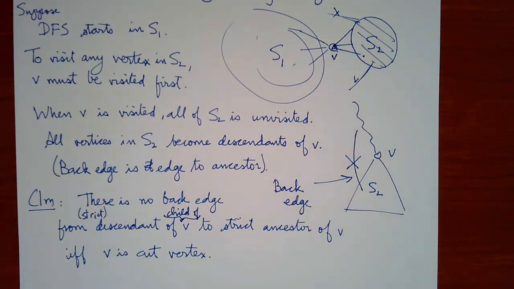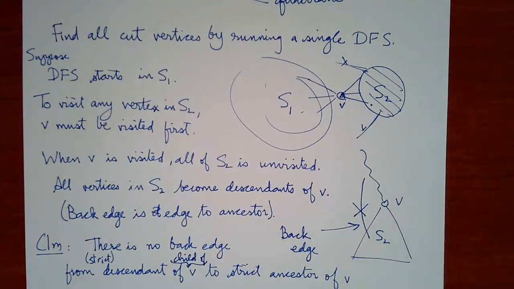Okay. So this is a formal claim. I will write down the claim in the exercises and I'll provide it. And then I'll put together a series of exercises using which you can show that all cut vertices can be found by running a single DFS.